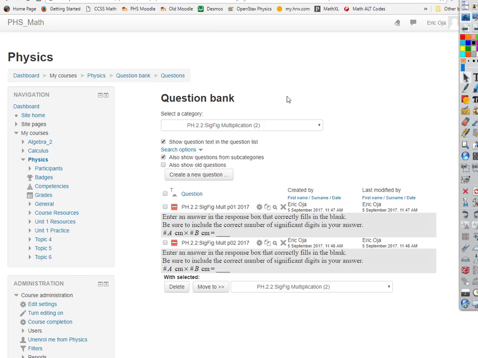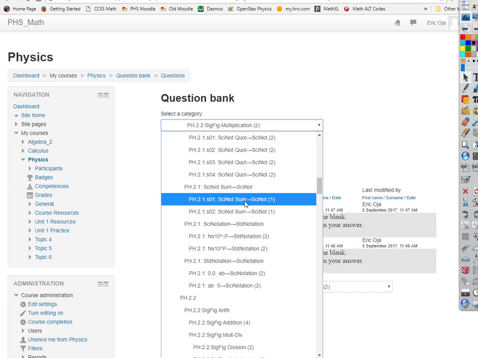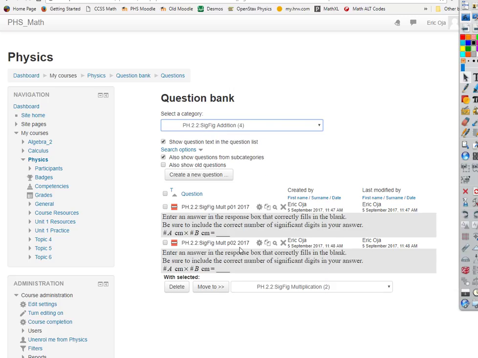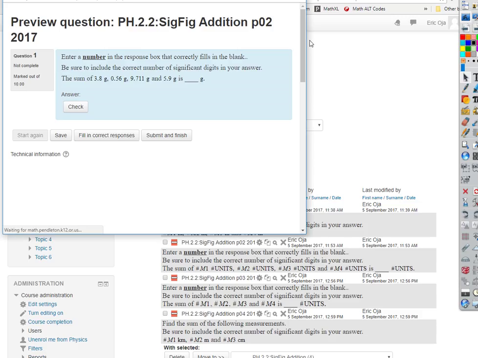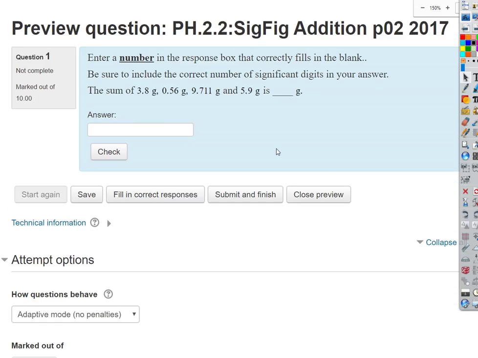Now let's talk about how we deal with measured quantities. And we're not even really talking any physics yet. We're just asking how do we handle these quantities. Let's say that we measure, I'll pull up a sample problem. Let's say we add up something like that. So we make these measurements: 3.8 grams, 0.56 grams, 9.711 grams, and 5.9 grams.